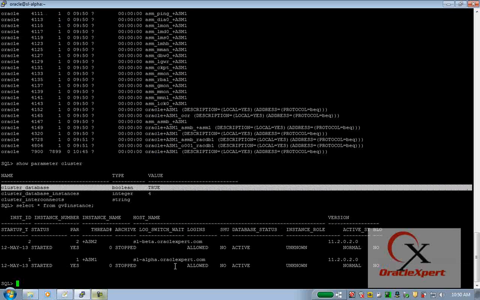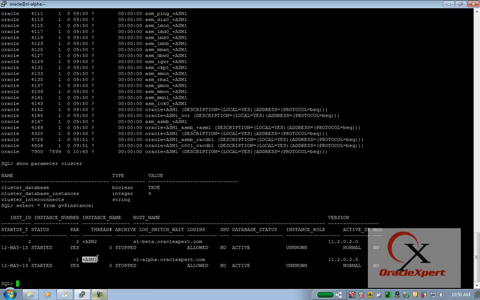And to prove this, I am querying GV$INSTANCE. V$INSTANCE shows me local dynamic performance view contents. GV$ shows me global dynamic performance view content, where I can see there is an instance named +ASM1 running on alpha. There is another instance called +ASM2 running on beta of the version 11.2.0.2. This shows that it's a clustered ASM implementation.